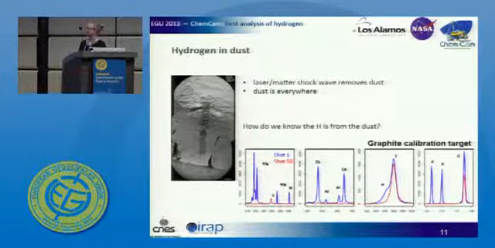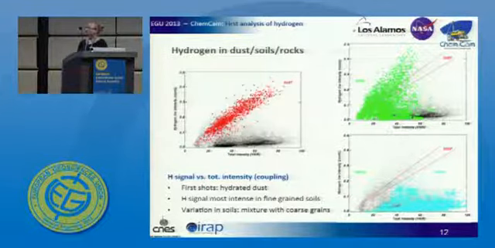So this is about hydrogen in dust, soils, and rocks. So we took all the data we had and plotted it, the total intensity of the third wavelength range versus the hydrogen line. And if you mark the first shots, you can clearly see the dust in those spectra. And again, this is hydrogen over total intensity, so this is a constant, which means that the hydrogen signal from the dust is constant.